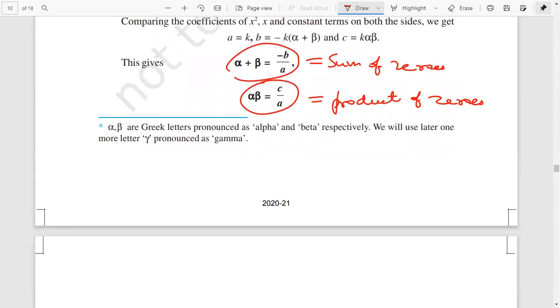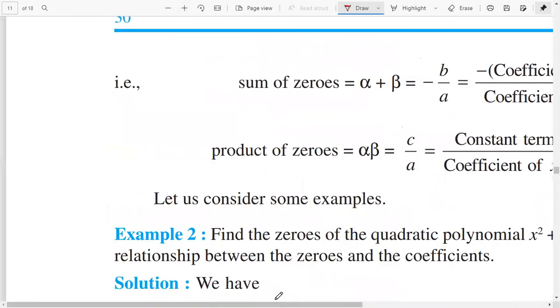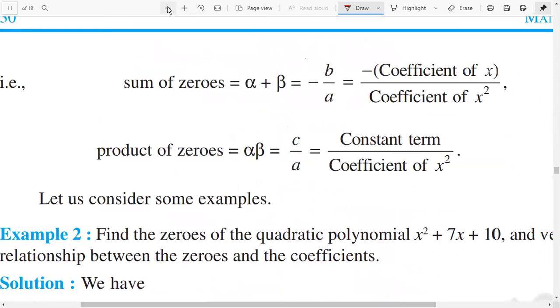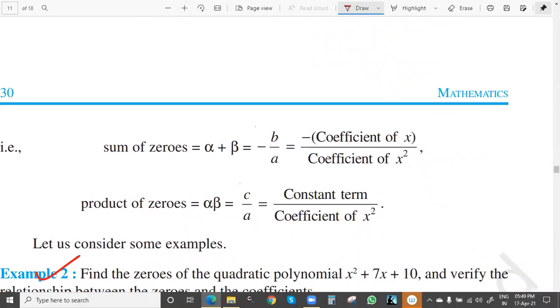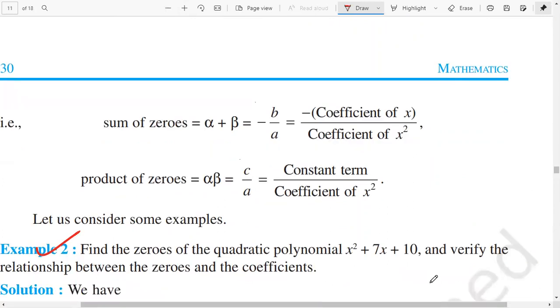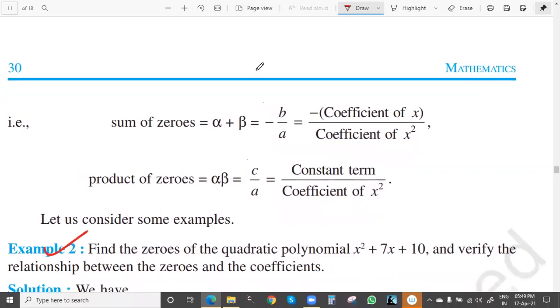So let us solve one question. Example 2. Everyone will try this question and let me know the answer. So we have to verify. Please try this question and let me know the zeros value. This is the last question for today.